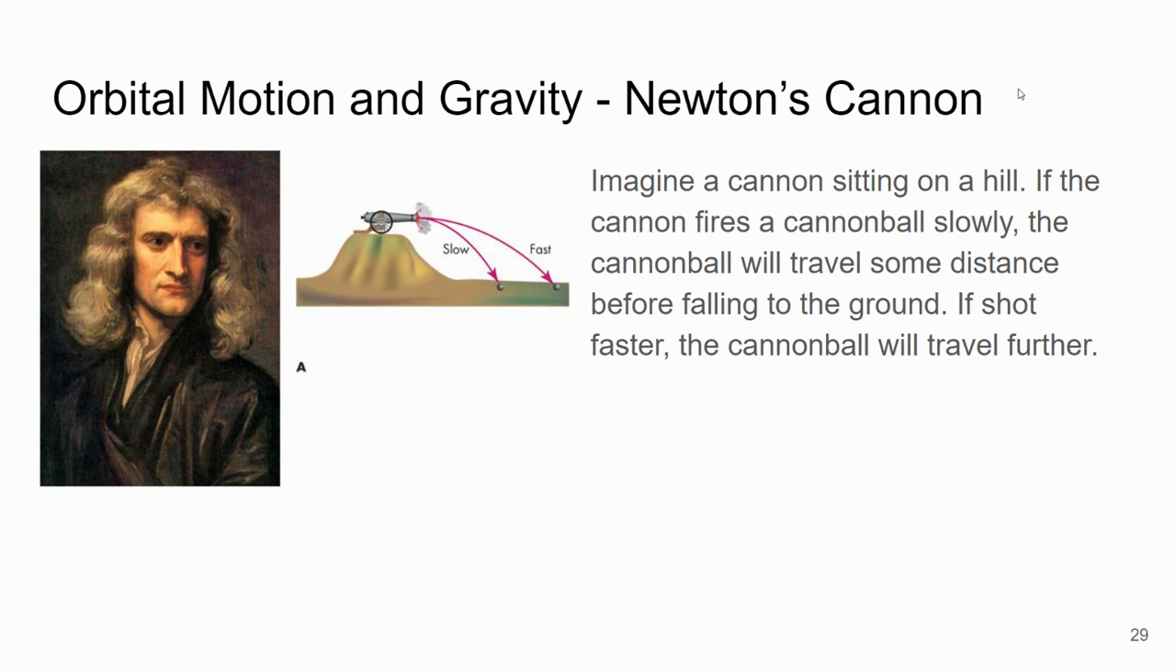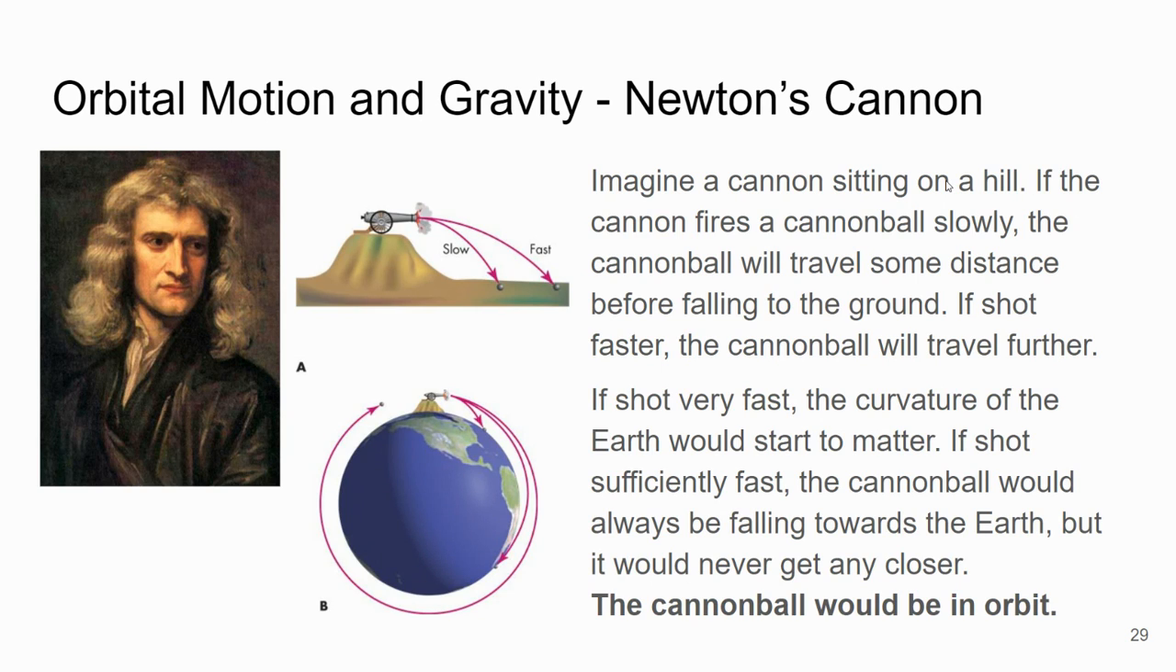So imagine that we have a cannon up on a mountain, or a hill at least, and it's going to shoot a cannonball out sideways, perfectly horizontal, parallel to the ground. So the cannonball is going to leave the cannon, it's going to go a little bit, and it's going to fall to the ground. If it left the cannon a little bit faster, it would go a little bit further before it reached the ground. So far, so good.